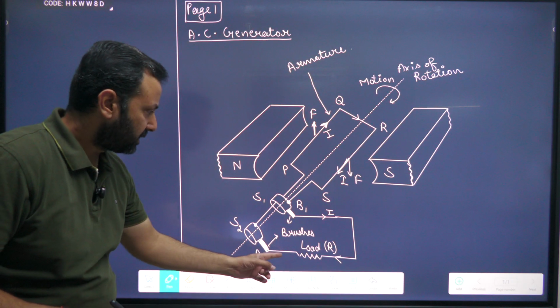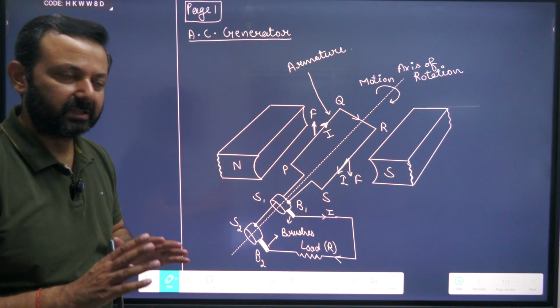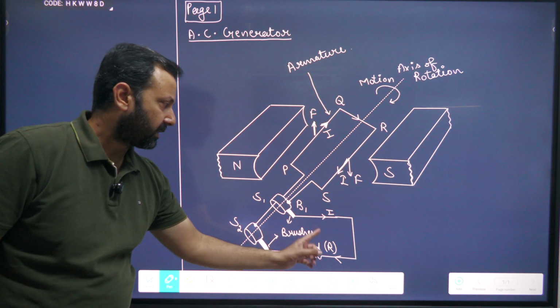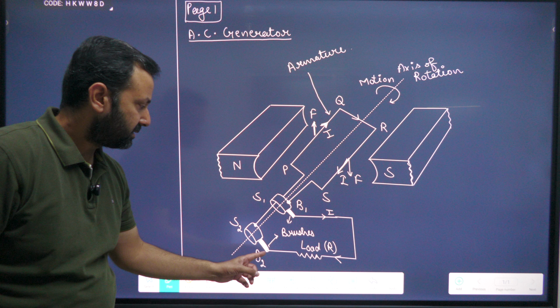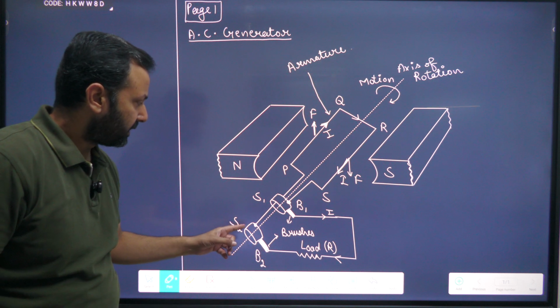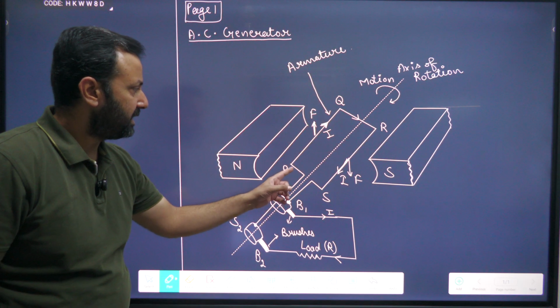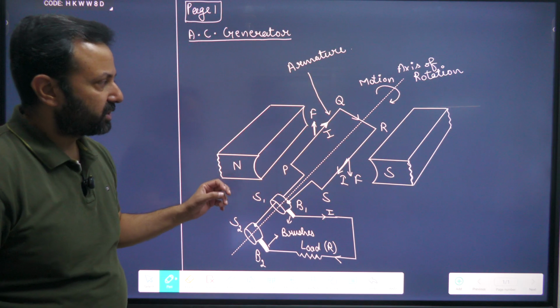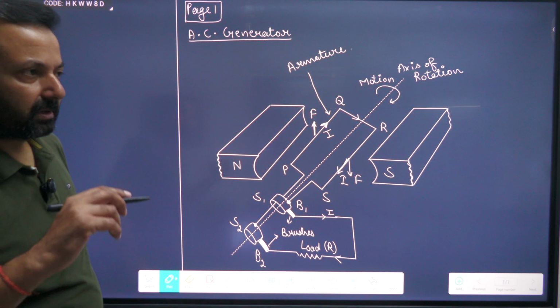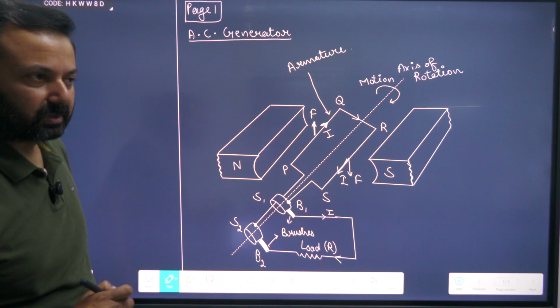Now this current always completes its path, always completes the loop. Then current will go like this, and it will go to brush B2. Brush B2 is connected to S2, and S2 is connected to P. So in this way, this current is completing its loop. Now this is one part.